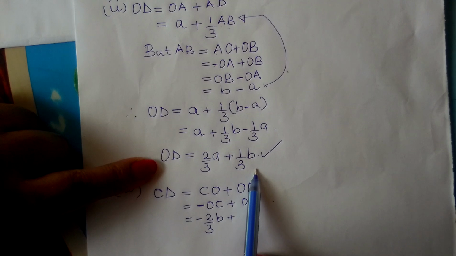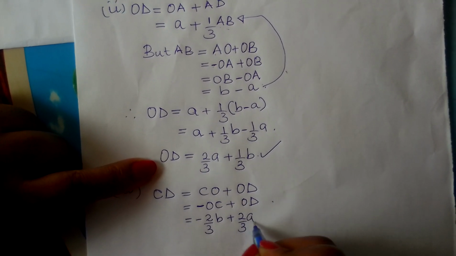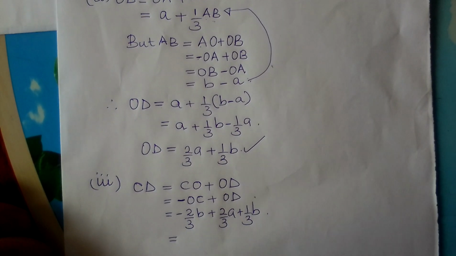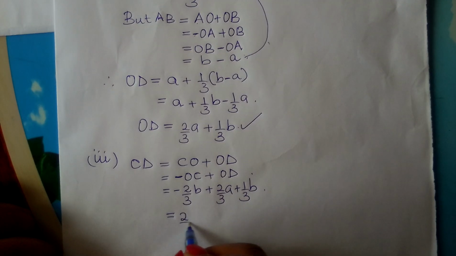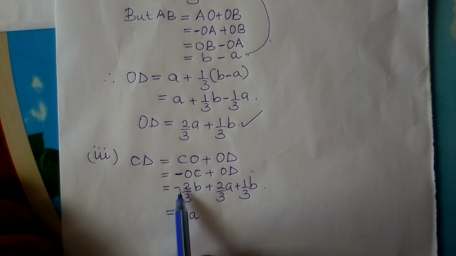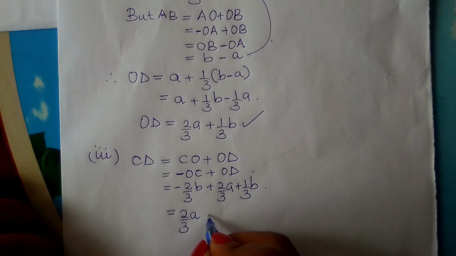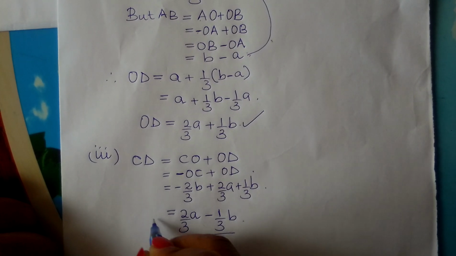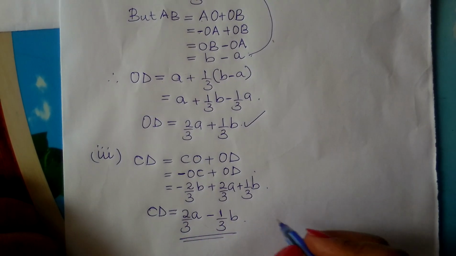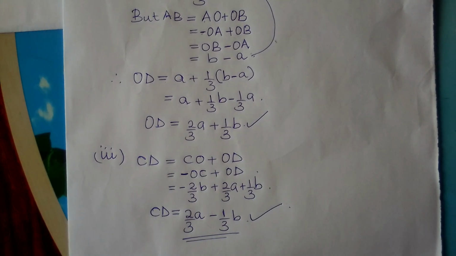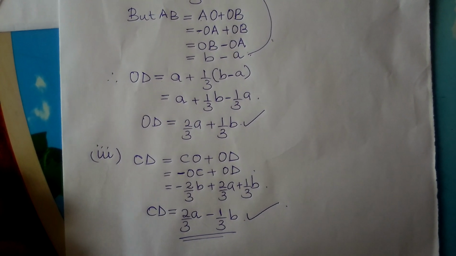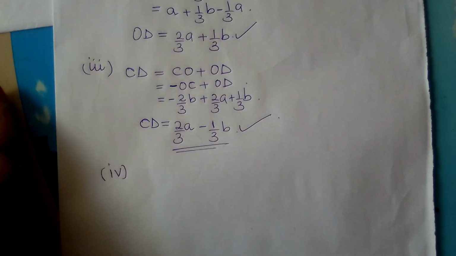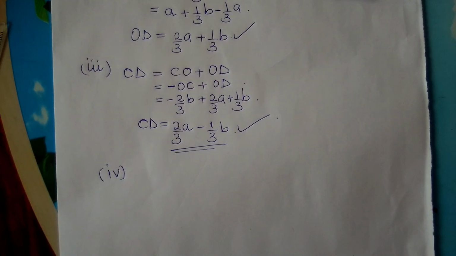OD is this one, learner, what we've just done. 2 over 3a plus a third of b. So you work out this, you get what? This is 2 over 3a. Then you put the b's together. Minus 2 over 3b plus a third b, learner, will give you minus a third of b. And therefore, that is your CD.